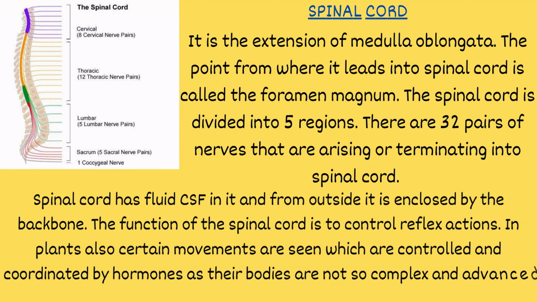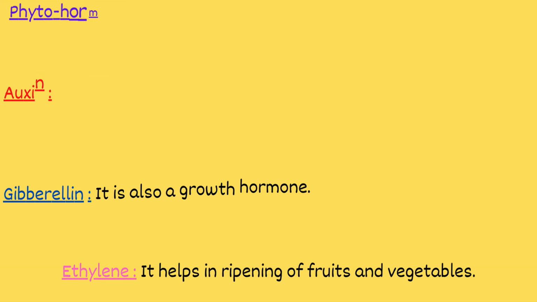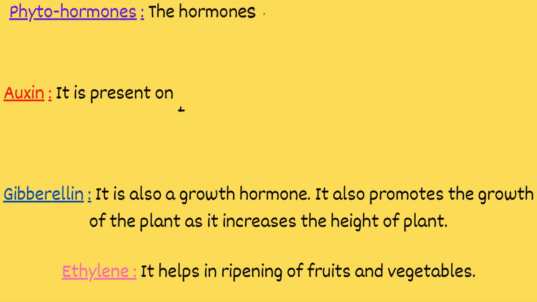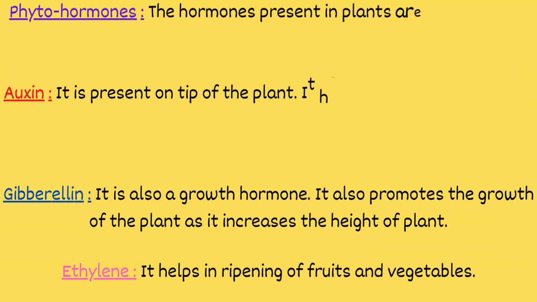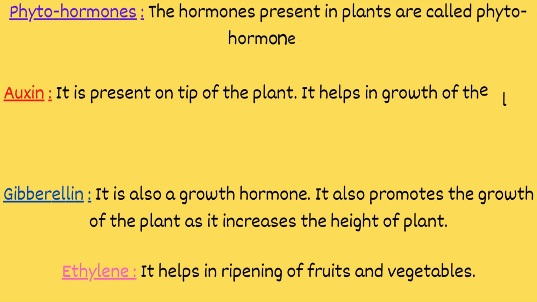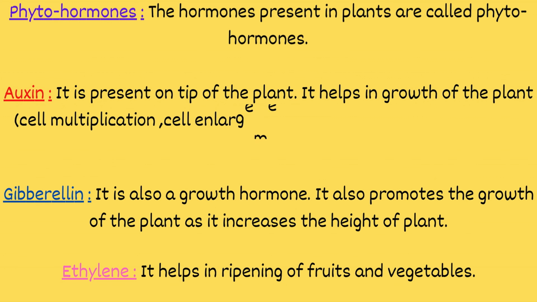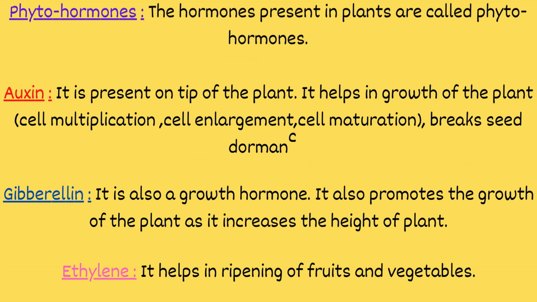In plants also certain movements are seen which are controlled and coordinated by hormones, as their bodies are not so complex and advanced. Phytohormones: the hormones present in plants are called phytohormones. Auxin is present on the tip of the plant. It helps in growth of the plant, cell multiplication, cell enlargement, cell maturation, and breaks seed dormancy.